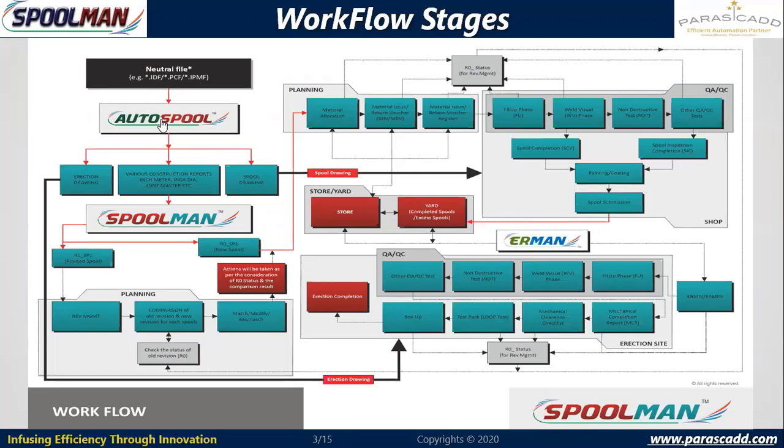So bill of material means weld list, material list spool wise, line wise, and the interconnection of weld, connecting component of the weld, inch dia, inch meter, cut list, everything will be generated using Auto Spool, and that data will be taken into Spoolman further for spool management.